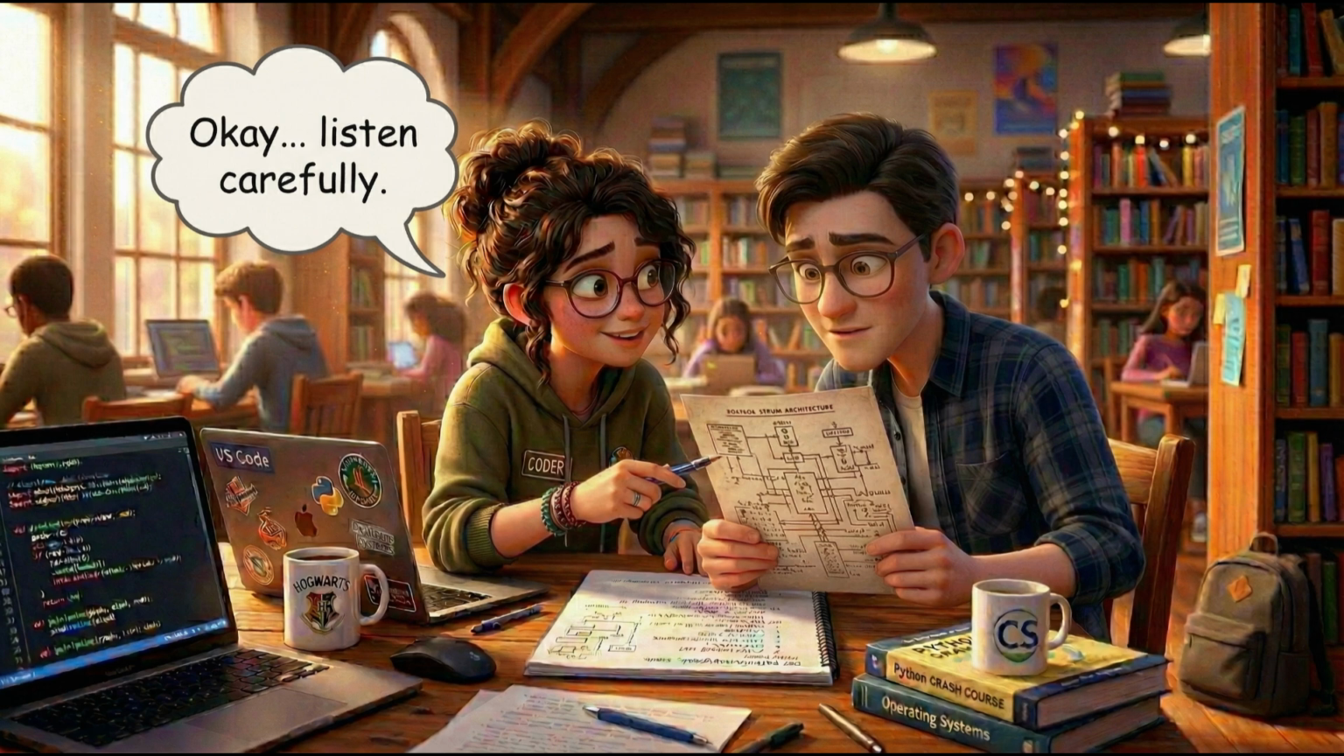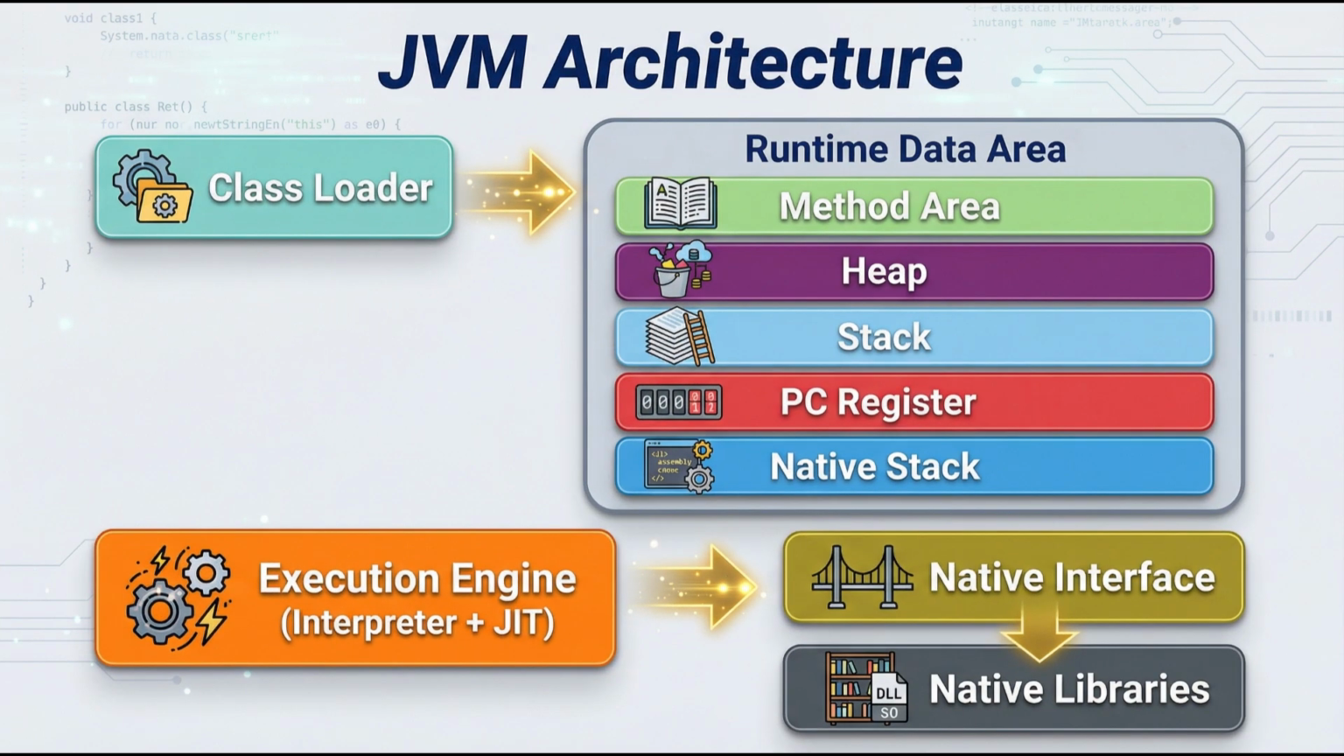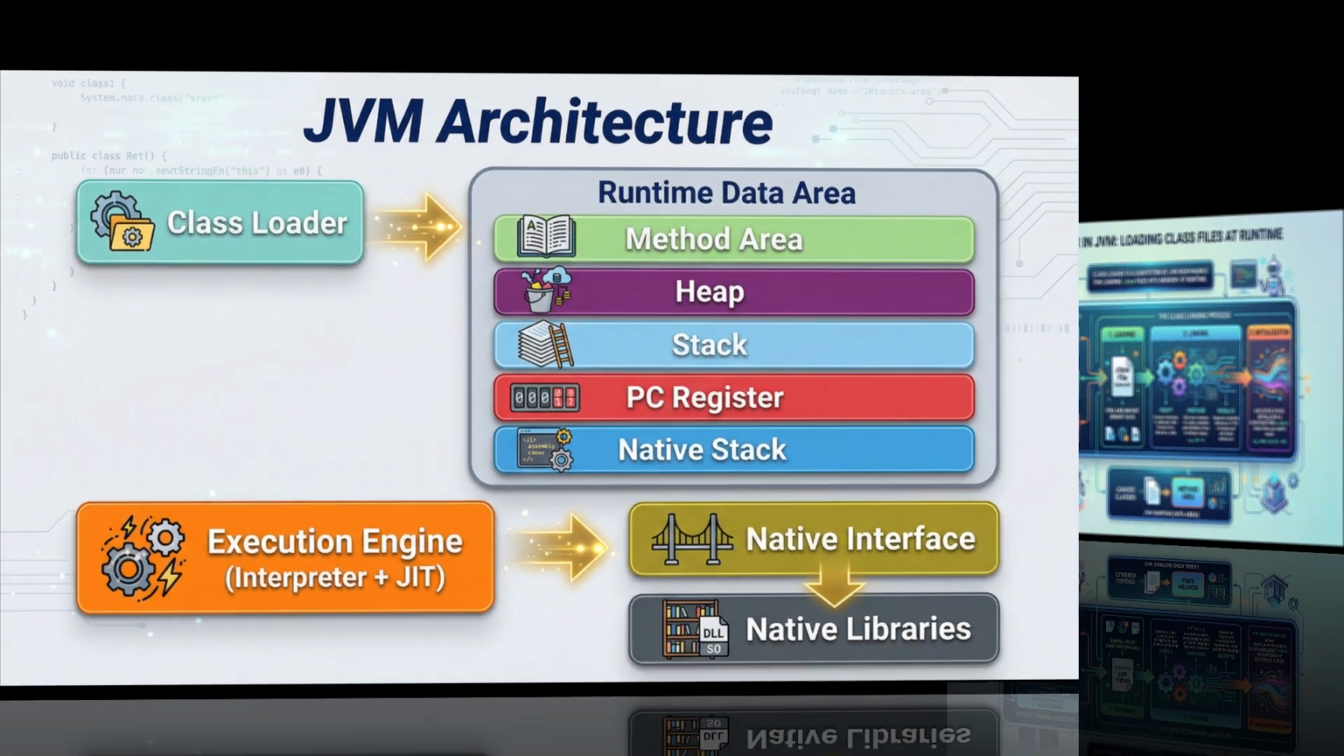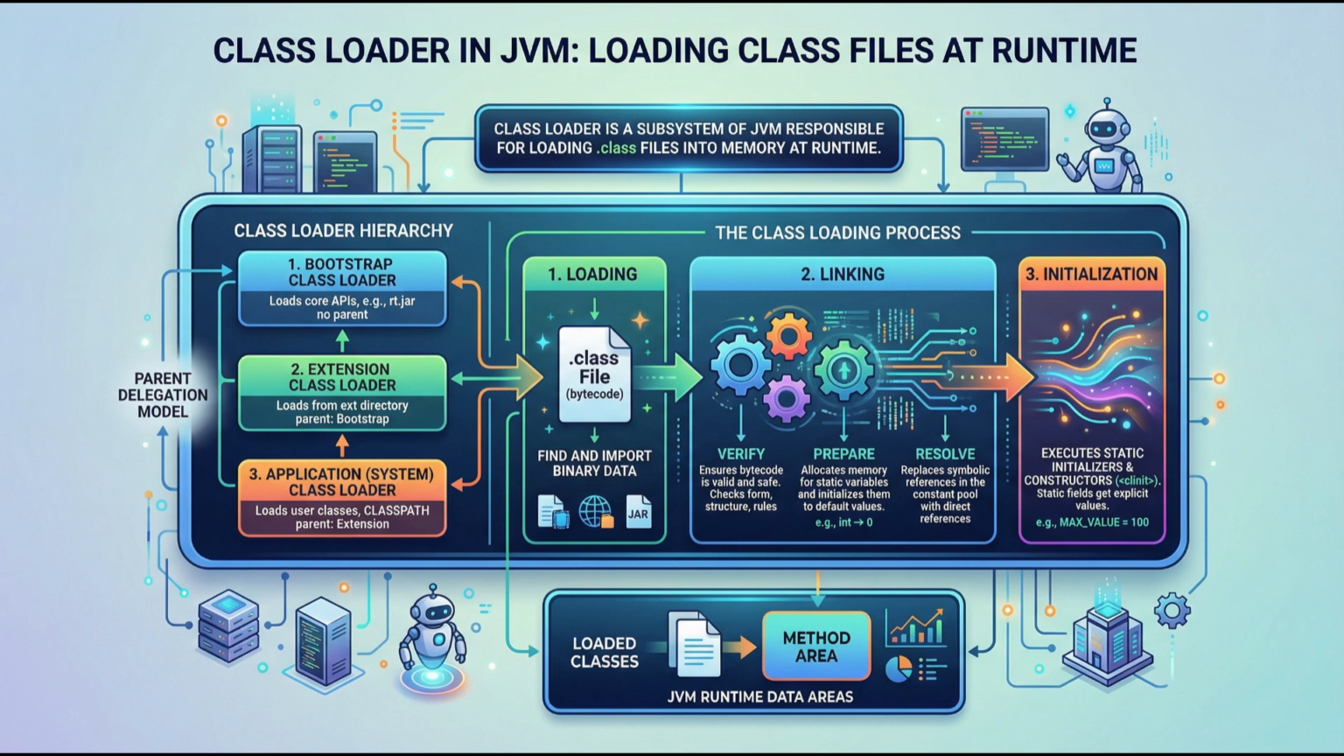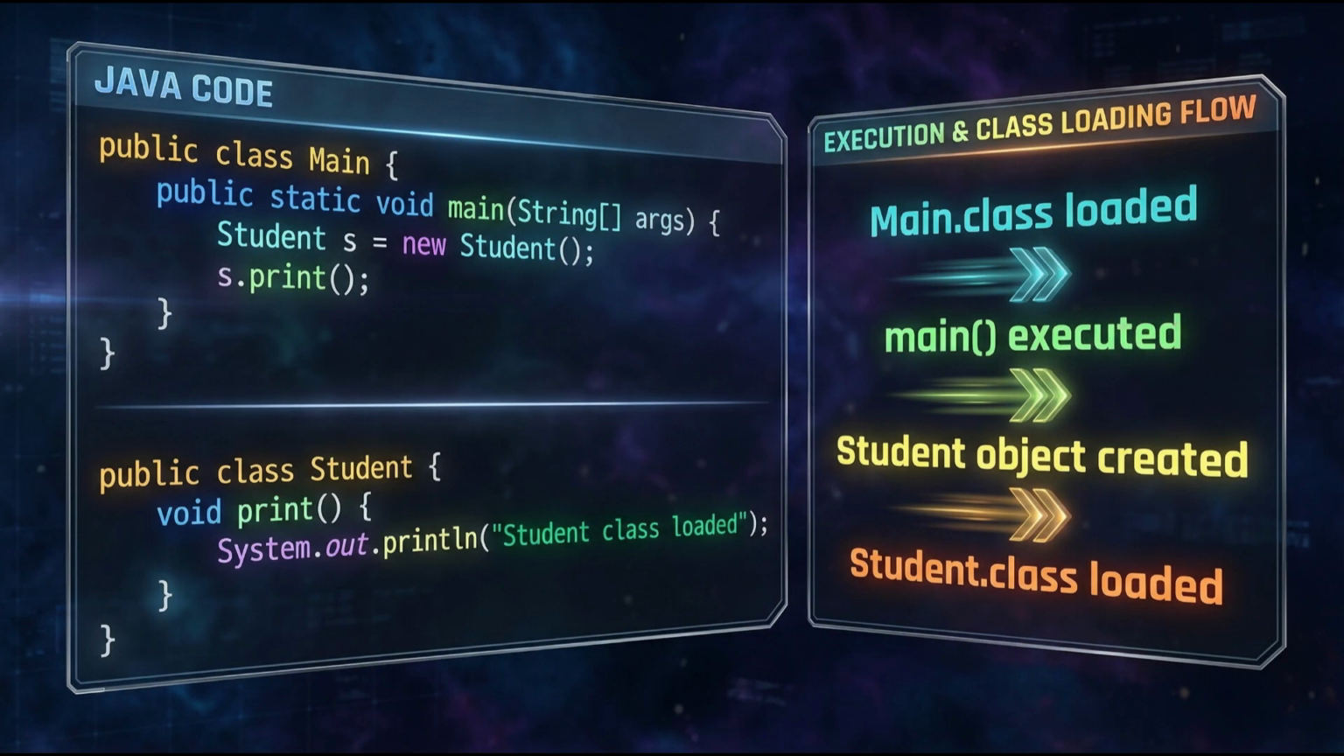Okay, listen carefully. Think of JVM like a factory with different sections: class loader, runtime data area, execution engine, JNI, and native libraries. First, class loader. It loads classes into memory when they are needed. When your program starts, the main class is loaded first, and execution begins from there.